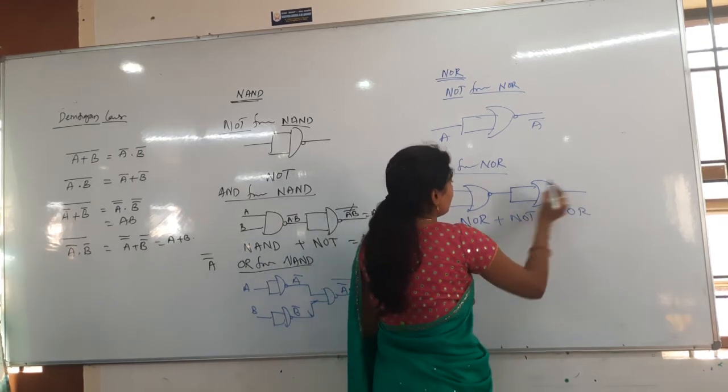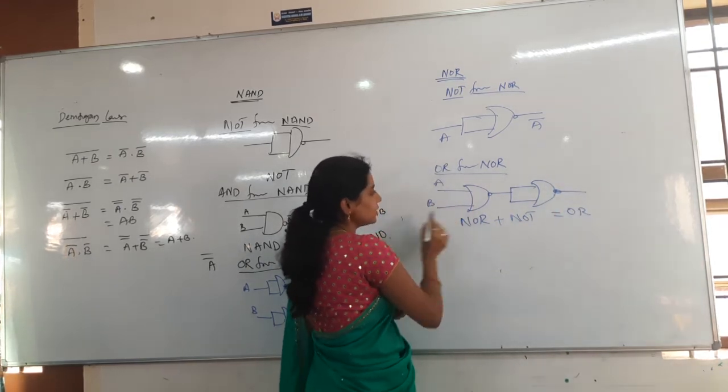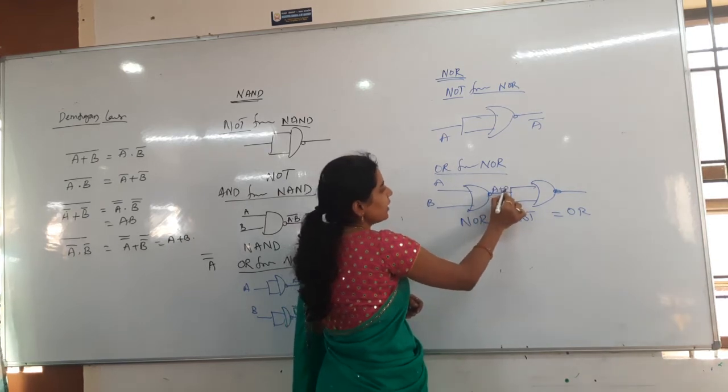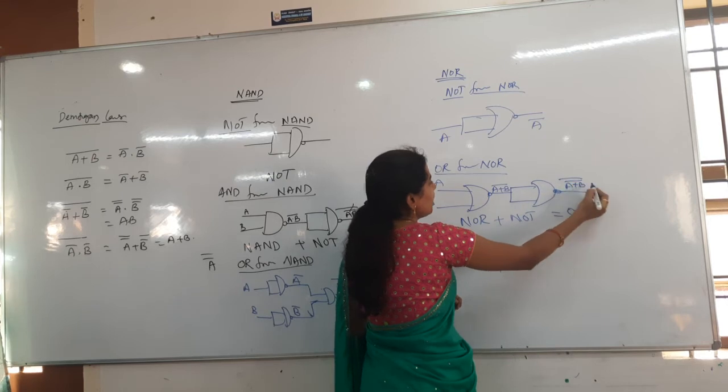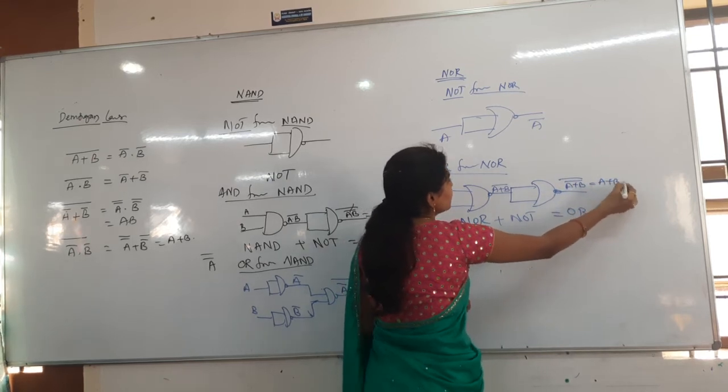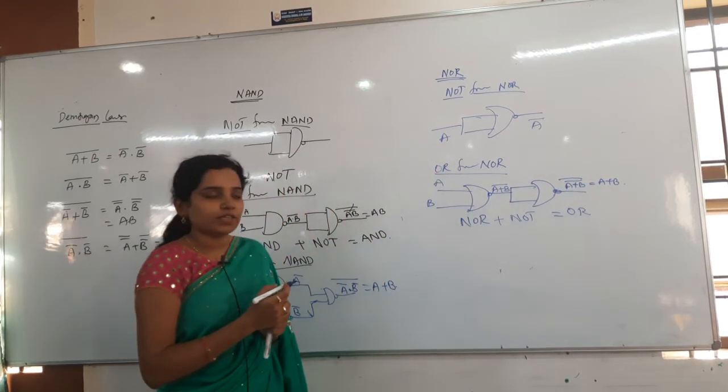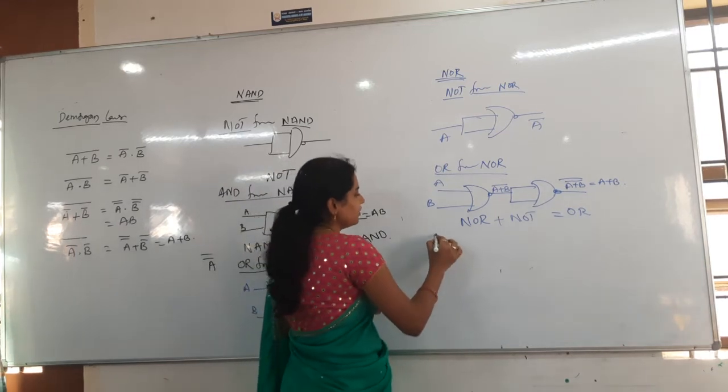So this is the OR gate output, A, B. Check this. This is how much? A plus B whole bar, A plus B whole bar. How much answer? A plus B only. Finished. Next one is the AND gate.